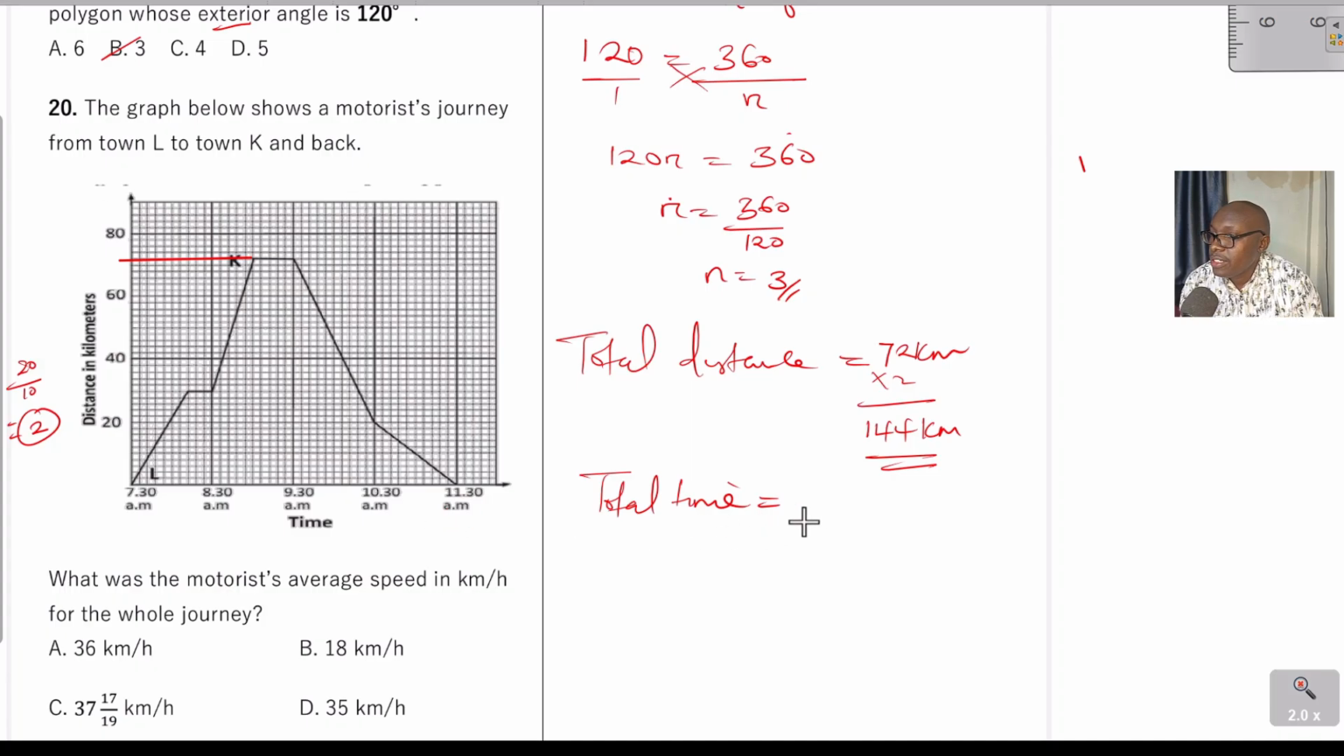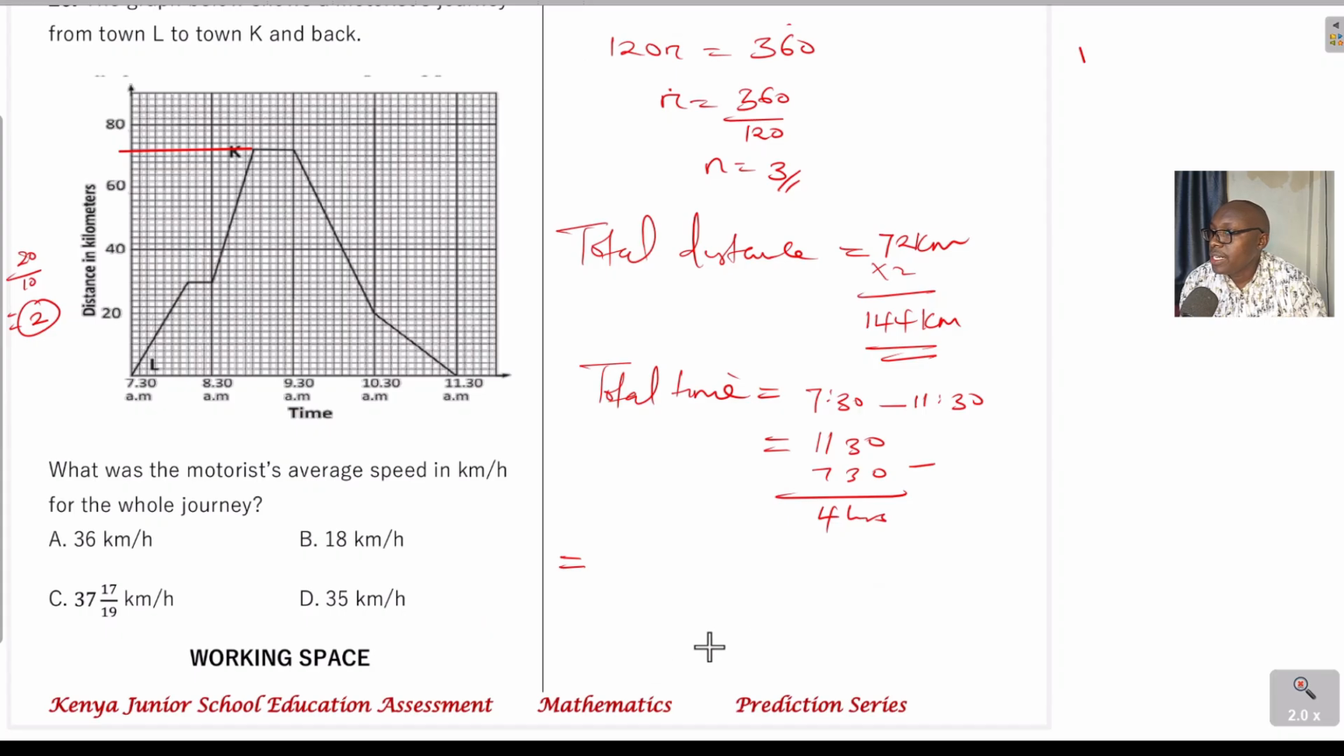So from 7:30 to 11:30, how many hours are these? 11:30 minus 7:30. When you subtract these, you get 4 hours. So therefore, the average speed for the whole journey will be the total distance, which is 144 kilometers, divided by the total time taken, which is 4 hours. So 144 divided by 4 hours gives 36 kilometers per hour. So that is all about section A.